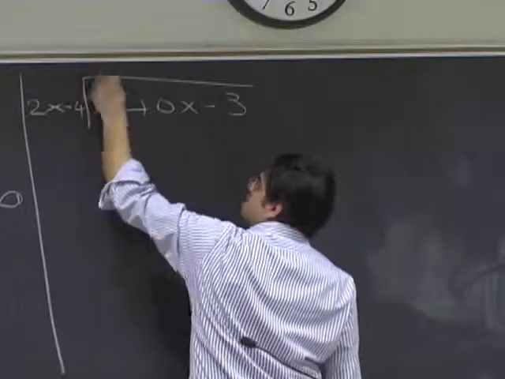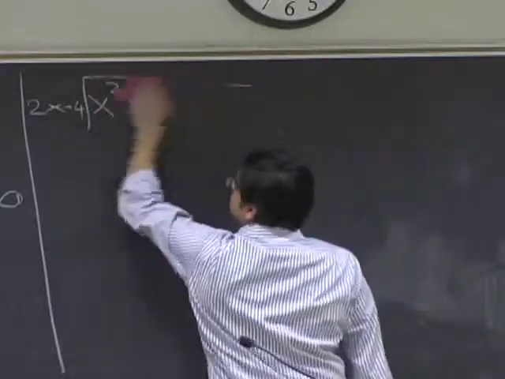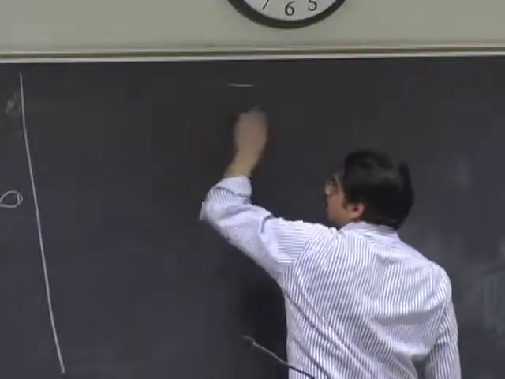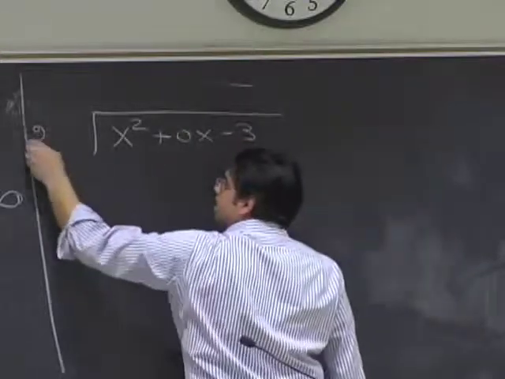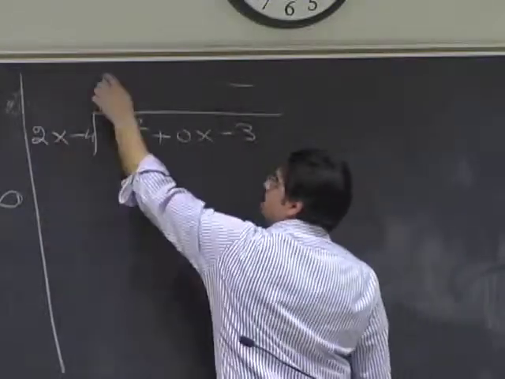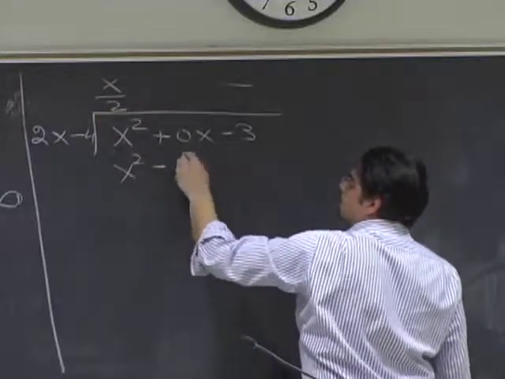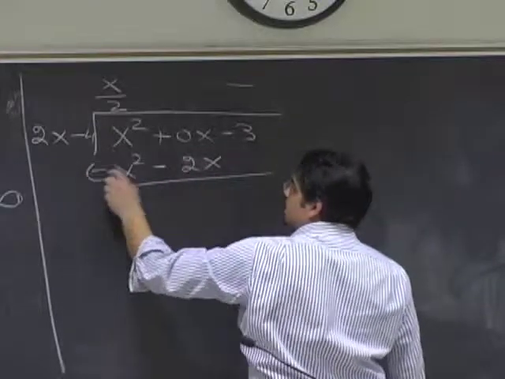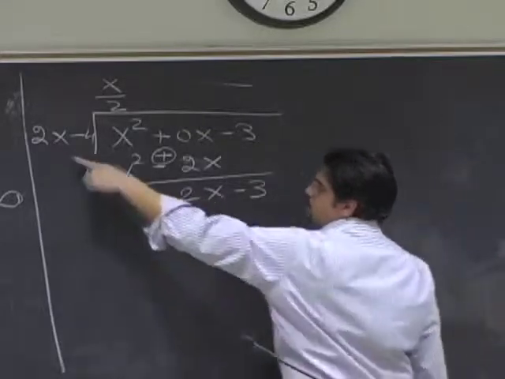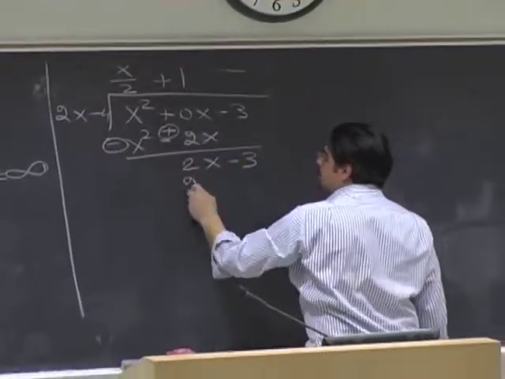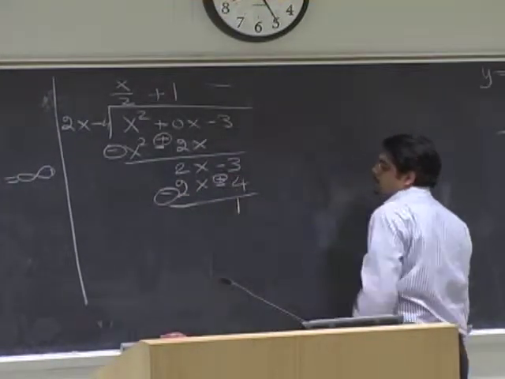X squared over 2x is x over 2, and then multiply, change the signs and add. 2x over 2x is 1, multiply, change the signs and add. So we have a remainder.